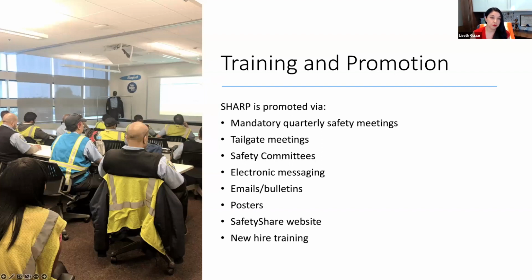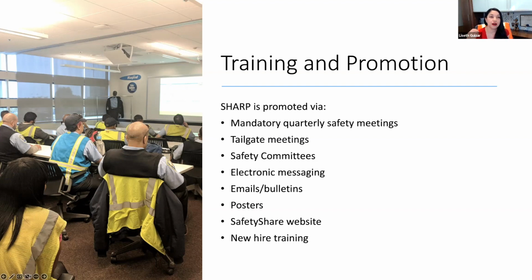So as far as training and promotion, the SHARP program is promoted during our mandatory quarterly safety meetings, which you see pictured here. Everyone is very excited to participate in our mandatory quarterly safety meetings. So we promote it through the safety meetings, tailgate meetings, safety committees, electronic messaging, emails, bulletins, posters. We have a website that we call Safety Share, which is the name of our safety program. So you can find all the information on all of our safety programs and initiatives there. We provide it through new hire training.